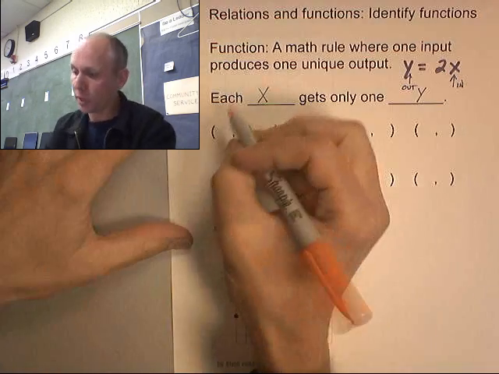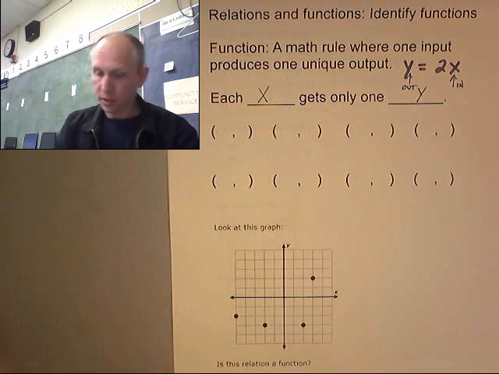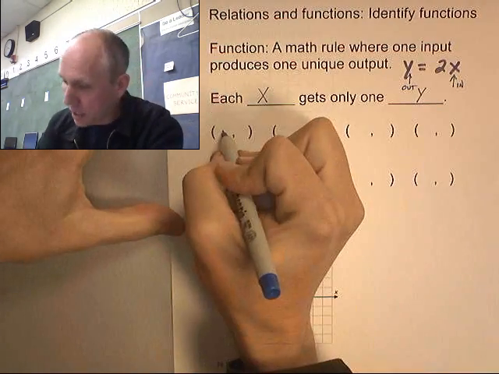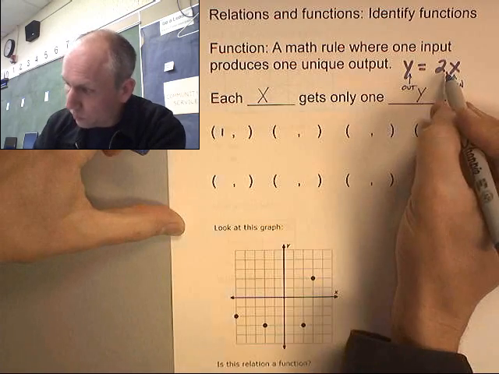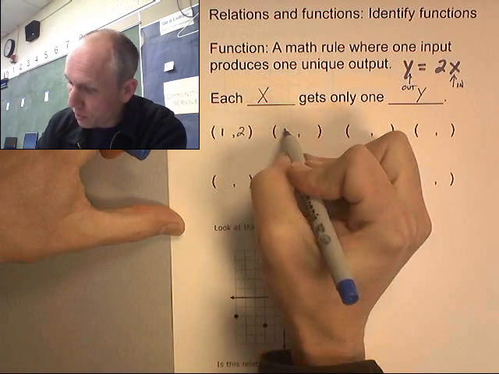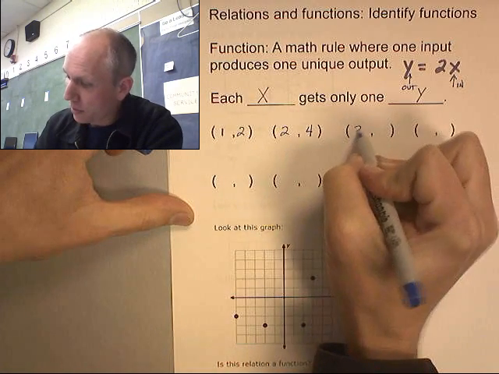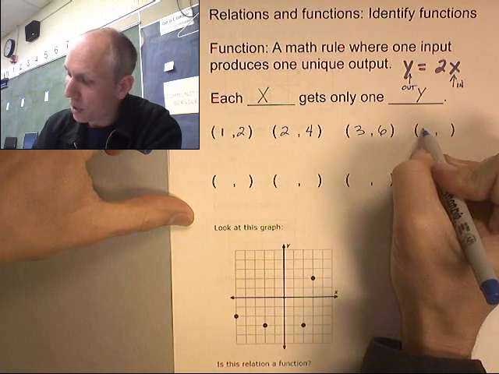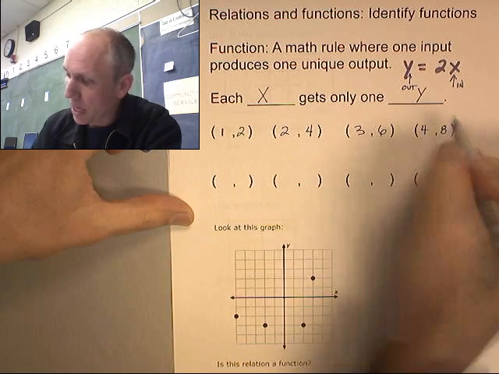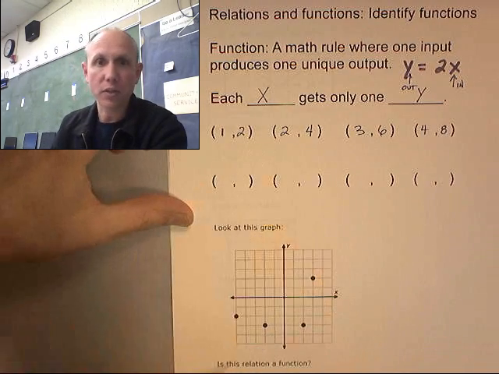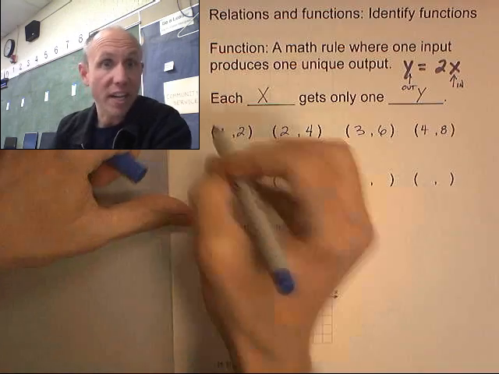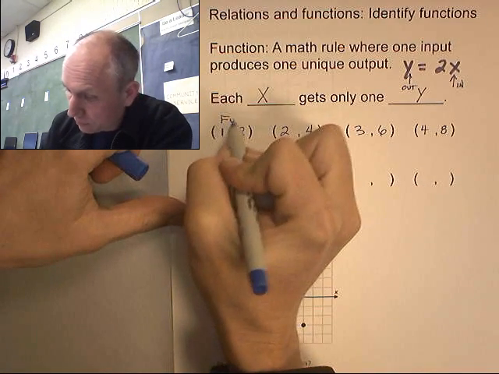Okay, let's look at this. This is what a function would look like. This top one is going to be a function. If I put in 1, out comes 2. I put in 2, and out comes 4. I put in 3, and out comes 6, and I put in 4, and out comes 8. That's a nice little function. Now I'm going to break it. I'm going to make it not a function.